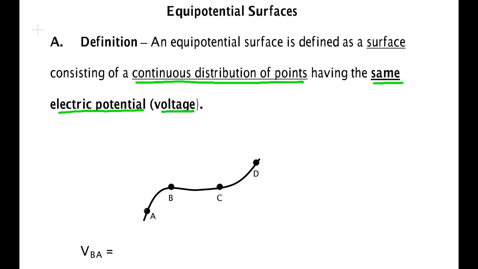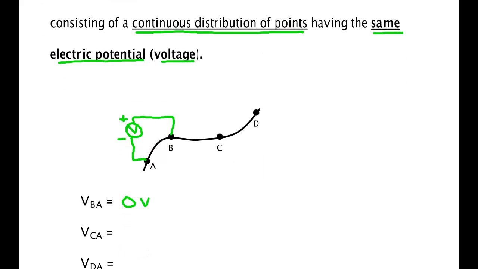Then if you're talking about measuring the voltage from A to B, so let's say that we hook a voltmeter up between A and B, so this is the plus side of the voltmeter and the minus side of the voltmeter, then what that's going to measure is 0 volts. Point A and point B have exactly the same electrical potential.